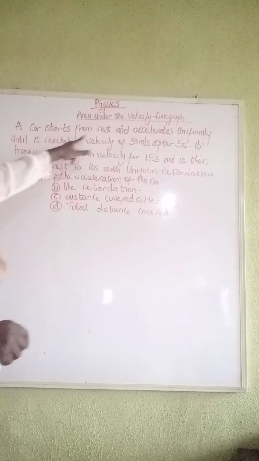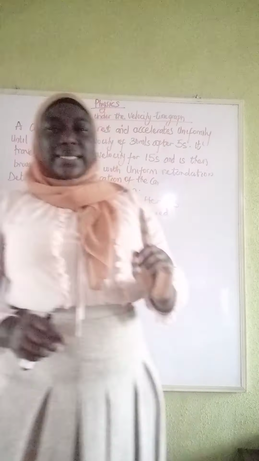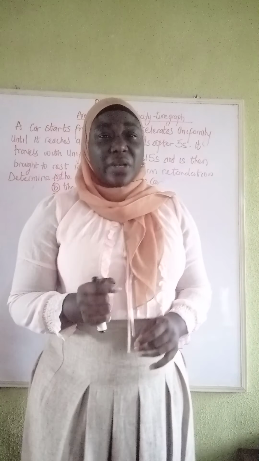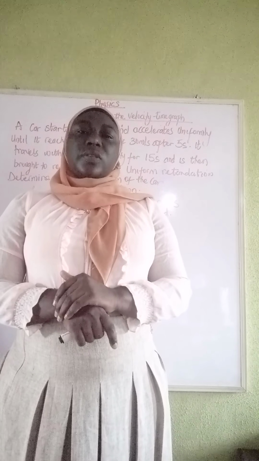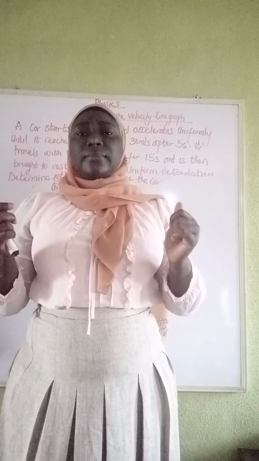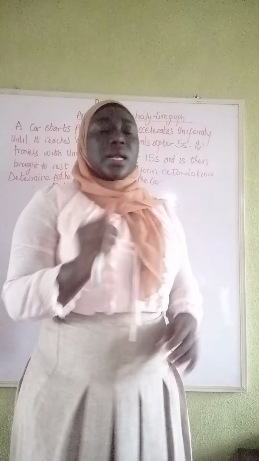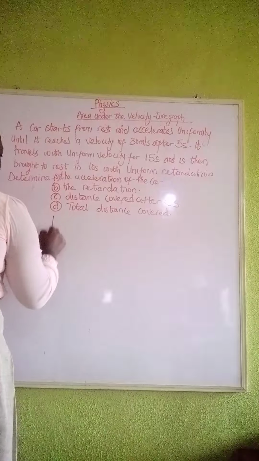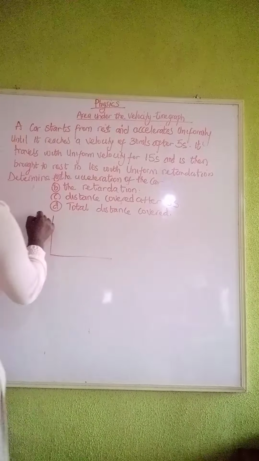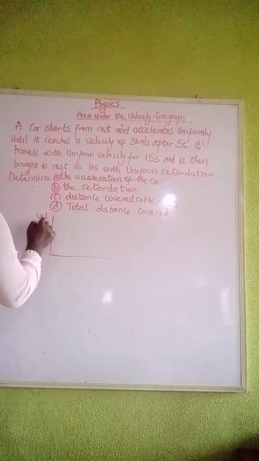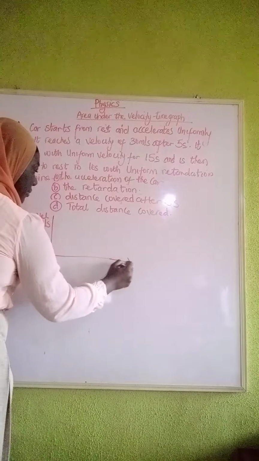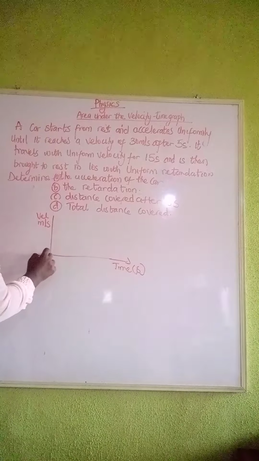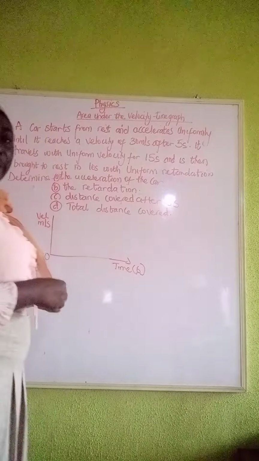Now, a car starts from rest. Remember, I told you last class that once it is written that a car starts from rest, the initial velocity is 0 meters per second, because it's starting from rest. Now let me explain how we are going to draw a velocity time graph. Velocity against time. This is our velocity, meter per second. This is our time, and it's measured in seconds. Because it is starting from rest, that means it's starting from 0 here.